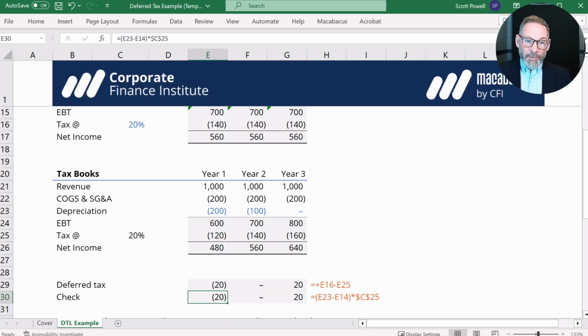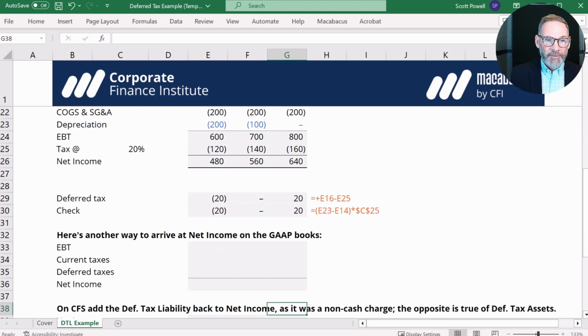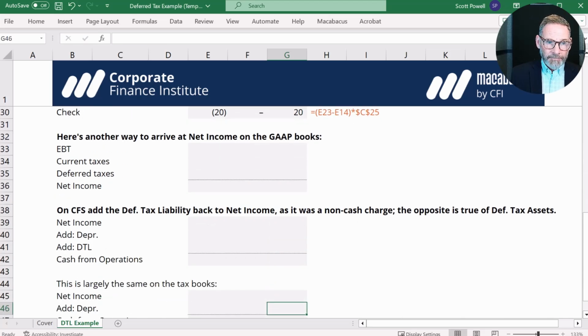Okay, so we have a deferred tax liability. That timing difference reverses out. Remember, a timing difference is a tax difference that reverses. That's where deferred tax gets involved. Now, let's just do a couple of quick checks. I'm going to scroll up.